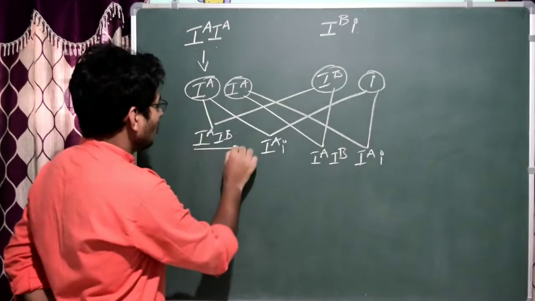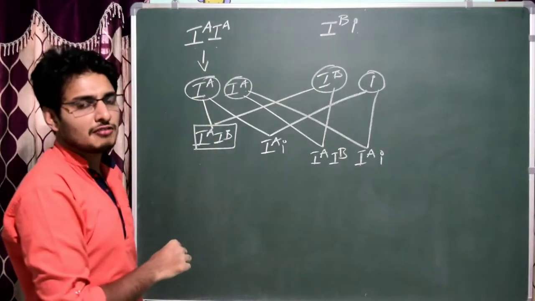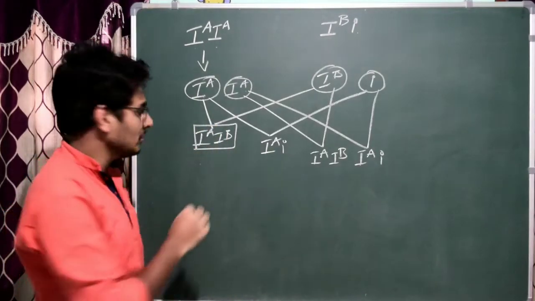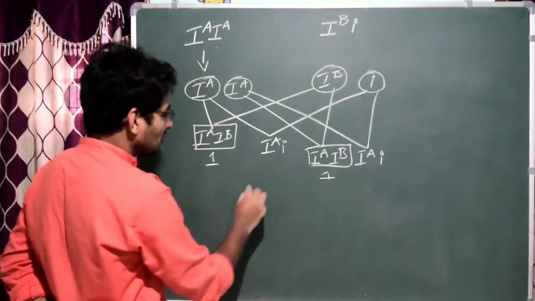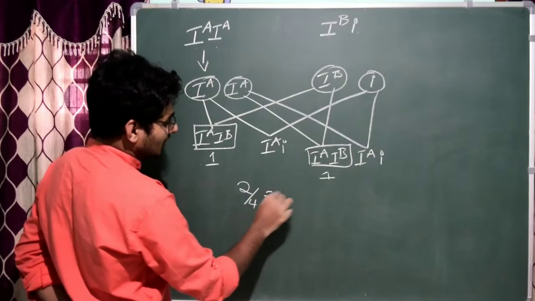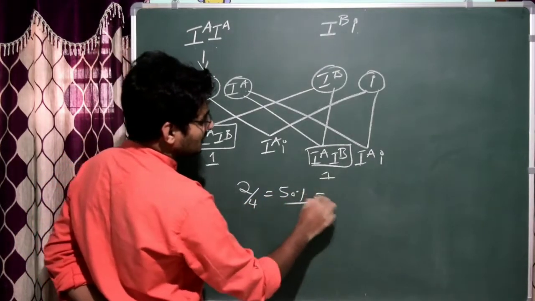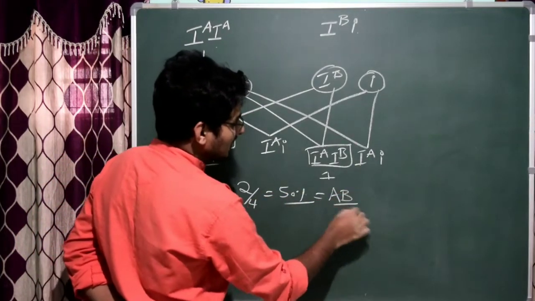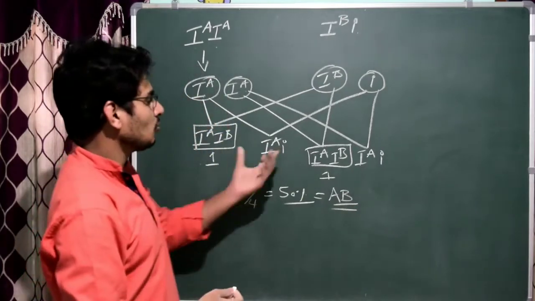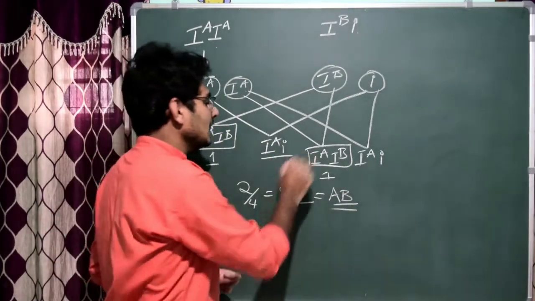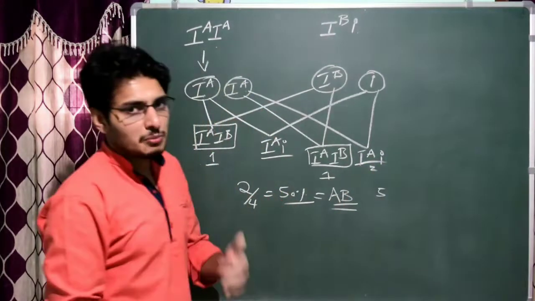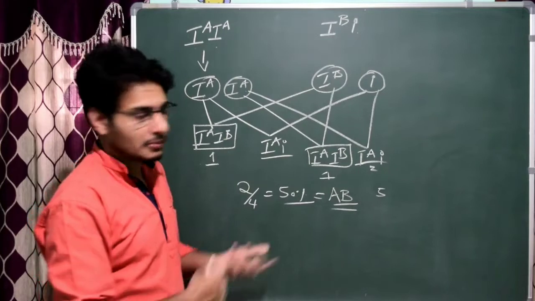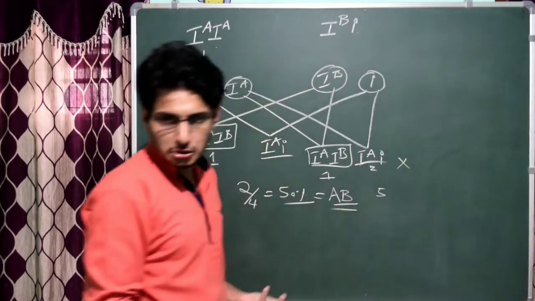So the question is, what is the probability of getting the offspring with blood group AB? So here 1 and here 1. So how many out of 4? So 2 out of 4. That is 50% of the offsprings will have blood group AB. Or the question could be like this, what is the probability of getting blood group A? That is also 50%. Or what is the probability of getting O blood group? There is no chance at all, it is 0.